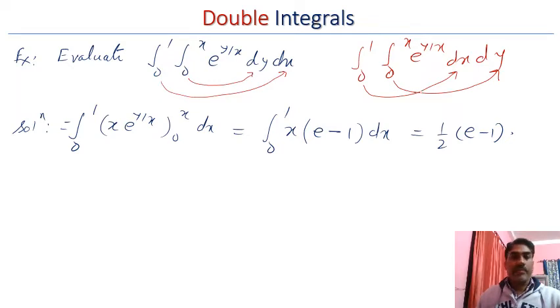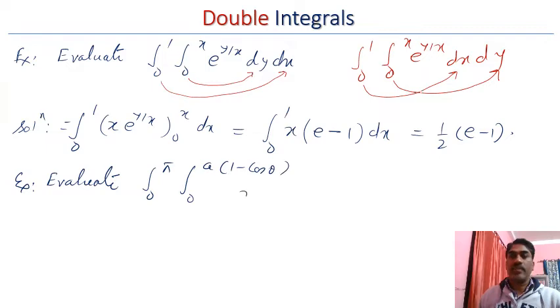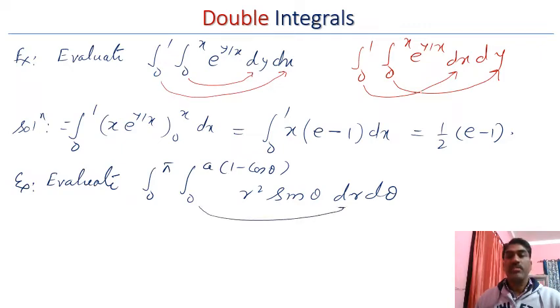We take another example. Evaluate 0 to pi, 0 to a into 1 minus cos theta, r square sin theta dr d theta. Here again you should observe that the inner integral has a variable limit in terms of theta, so the limit is of variable r.